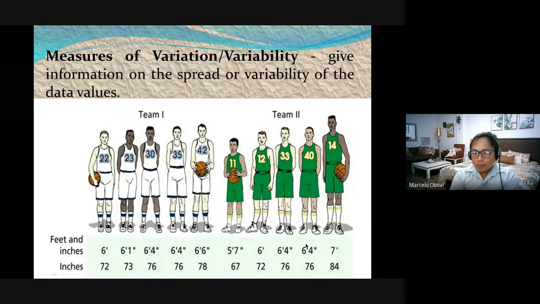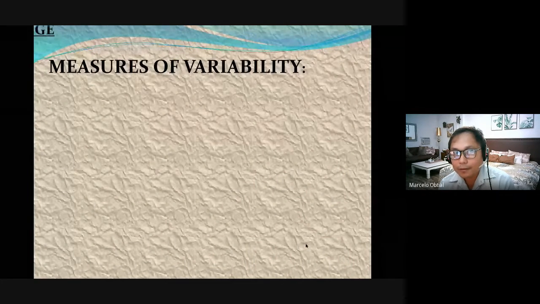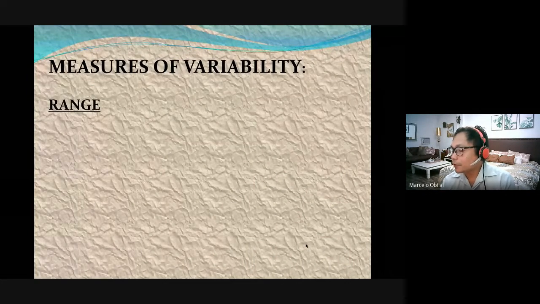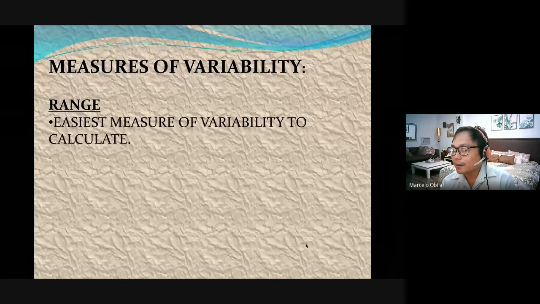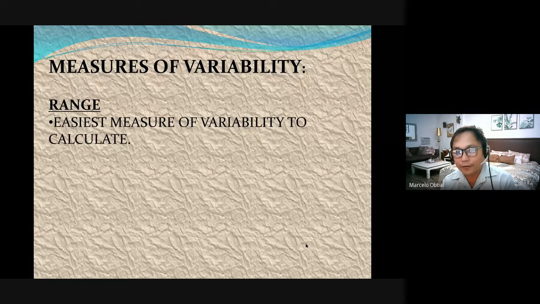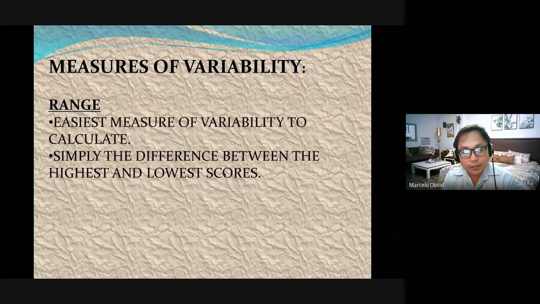Okay, let us now proceed to the first measure of variation, which is called range. When talking about range, we're simply getting the difference between the highest and the lowest score, because it's the easiest measure of variability. Ibig sabihin, yun yung ginamit natin kanina to differentiate kung saan mas nagva-vary. So range yung tawag doon.